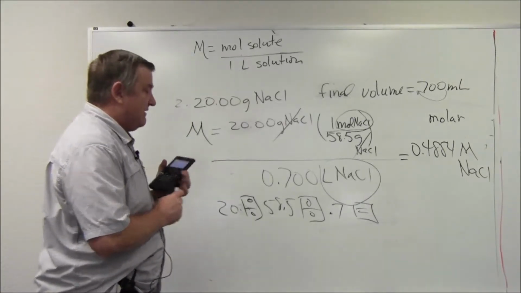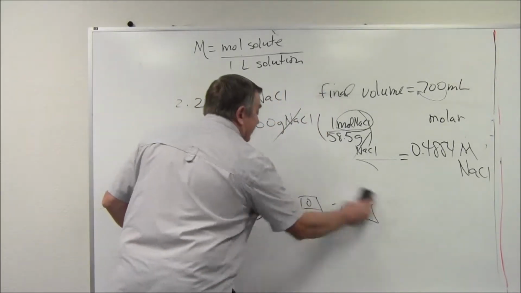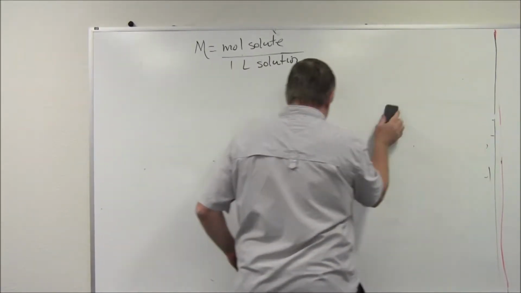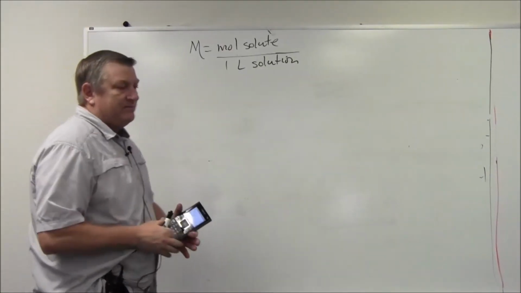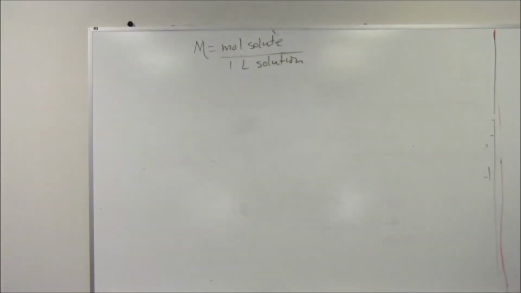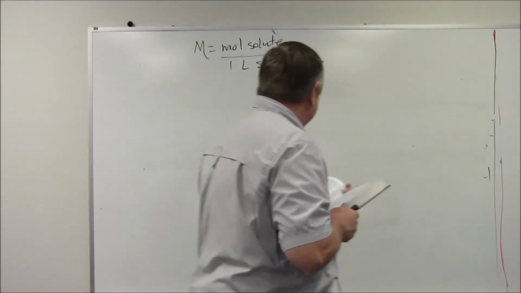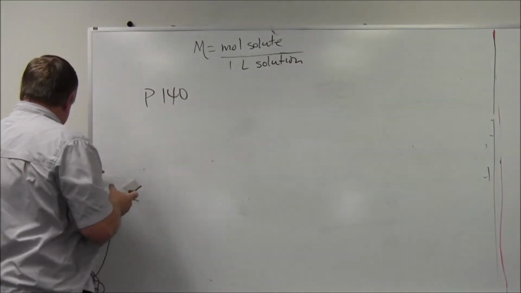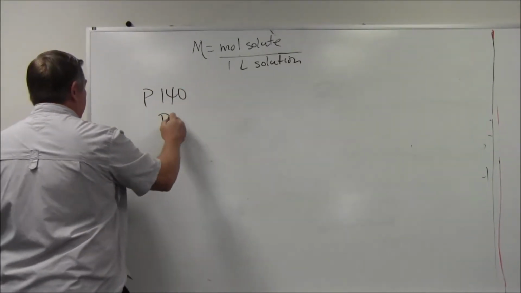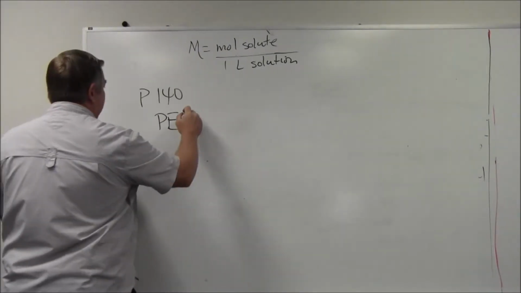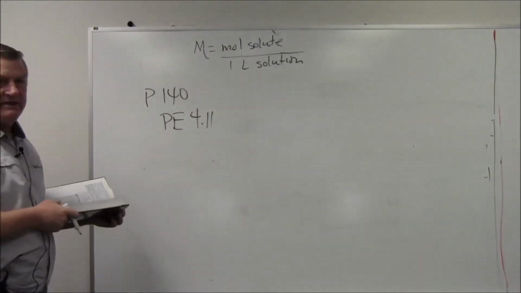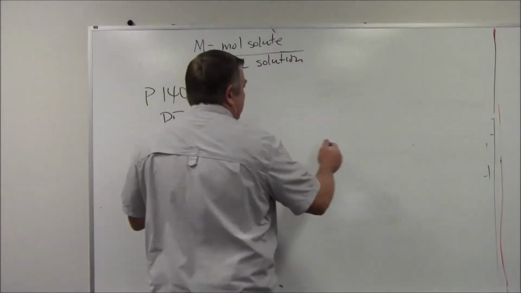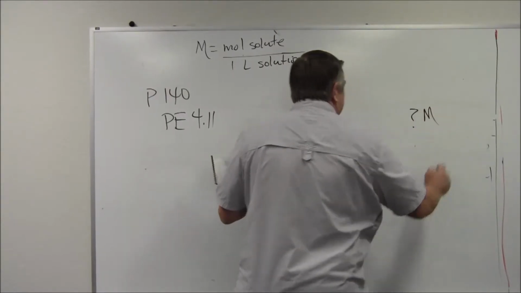So let's do another one in the book, because these are very important, so let's practice another one of these. We're going to do the practice exercise in the book on page 140, practice exercise 4.11. And it states, calculate the molarity. So once again, we want to know molarity, and that's an equation.